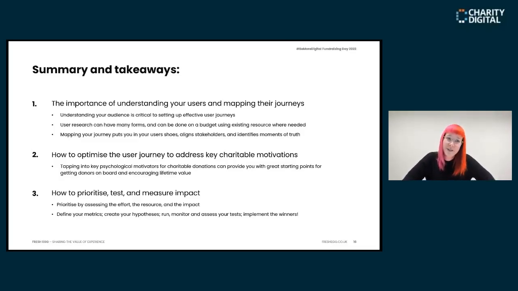We covered how to optimize the user journey to address those key charitable motivations: some psychological motivators, how they apply to you and your charity, and using those as starting points for getting donors on board and encouraging that lifetime value. And then finally, how to prioritize, test, and measure impact. Prioritize by assessing the effort, the resource, and the impact. Then define your metrics, create your hypothesis, run, monitor, and assess your tests, and then implement your winners.